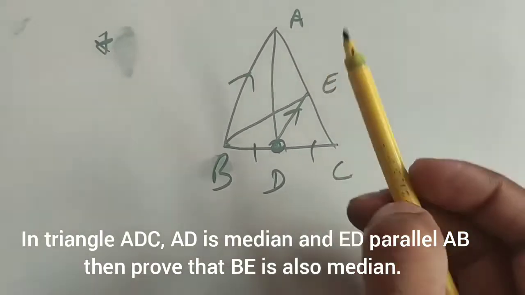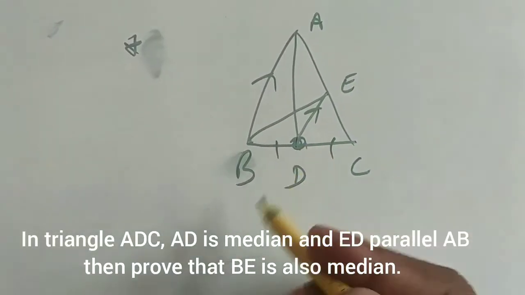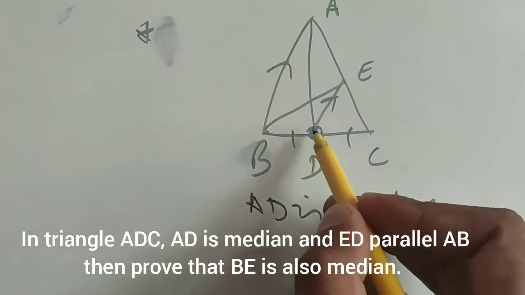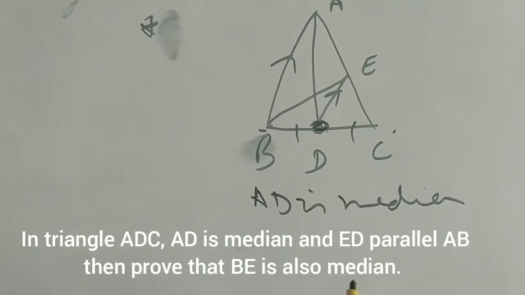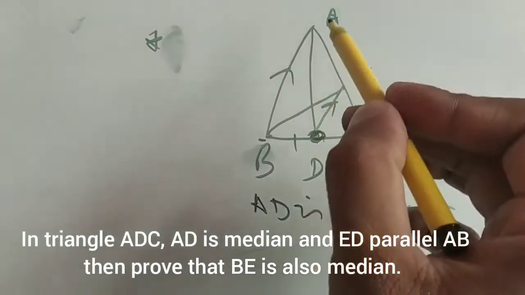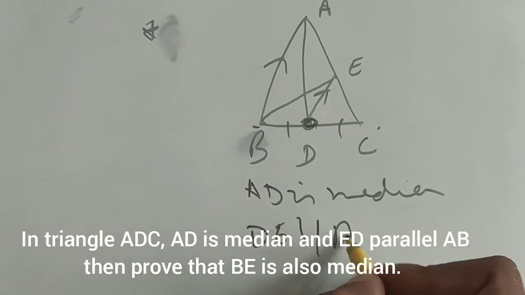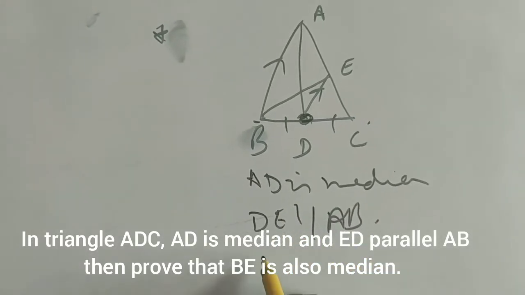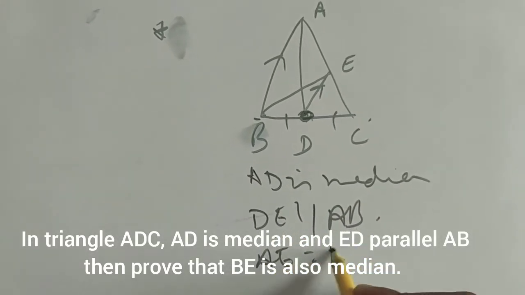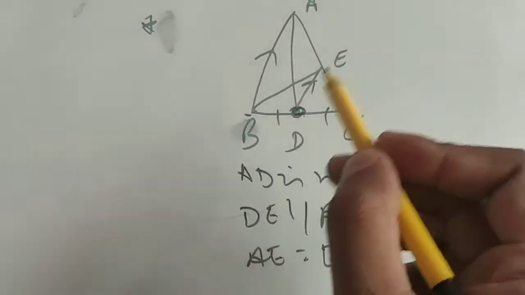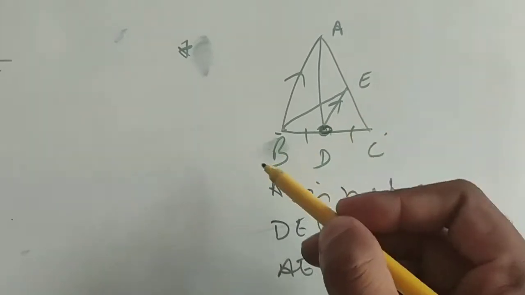Now in this question again, it is given that AD is the median. AD is median. So therefore D is the midpoint of BC, first thing. And it is given that DE is parallel to AB. We need to prove AE is equal to EC. Only then BE will be median.